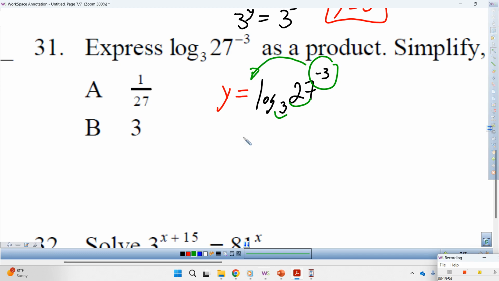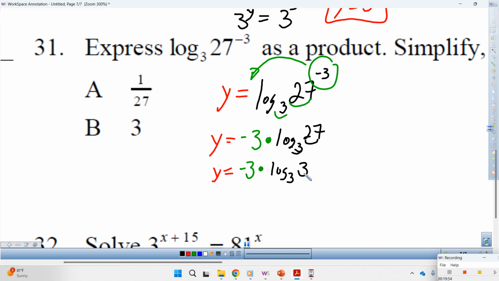It's the power rule. -3 times log base 3 of 27. So we're going to set this equal to y. So that means -3 times, let's write the log in the same base, log base 3 of 27, and Jesus said it's 3 to the third.